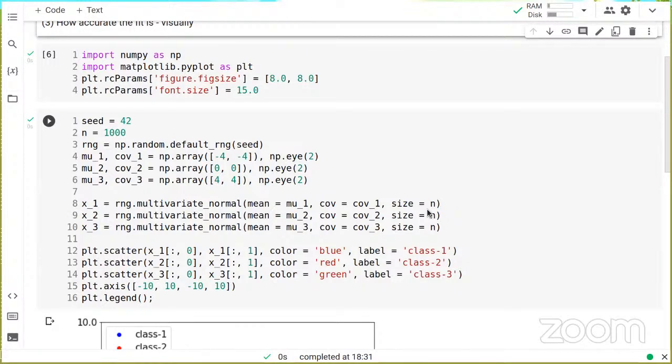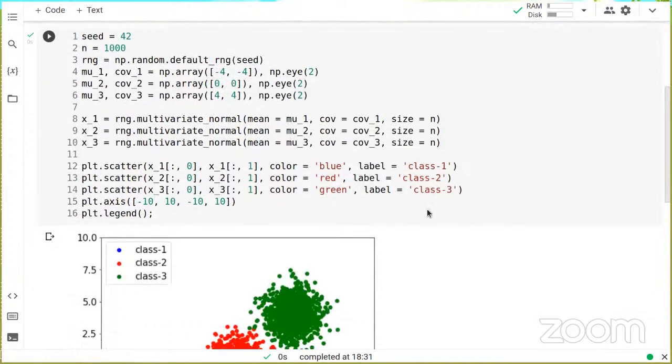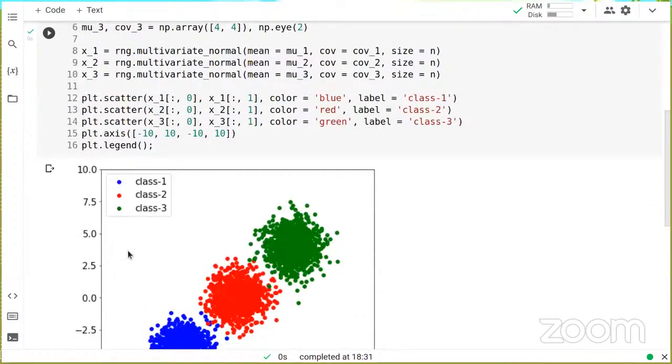Sir, you have found mu1, mu2, mu3 here. So this mu1, mu2, mu3 is the mean vector, one for each class, some point in the 2D space.